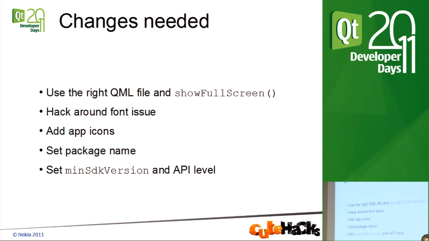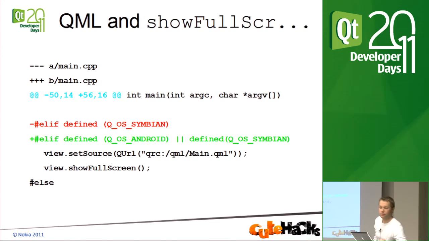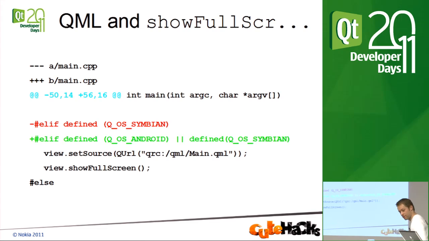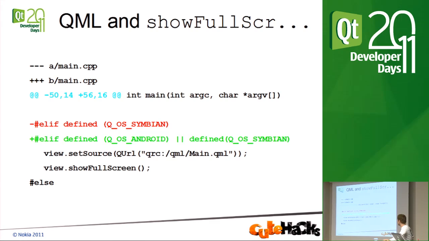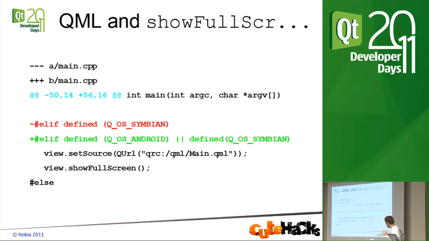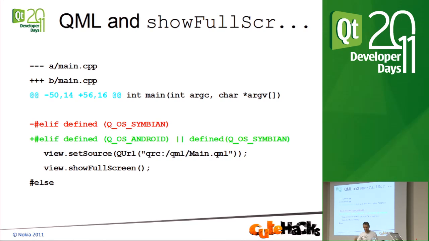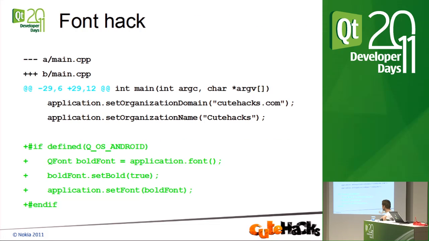What does that actually mean in diff? Here's the first one, very hard. I add Q_OS_ANDROID. So basically what's happening here is I just include the main QML into the resource system. Before it said, if Symbian, do this and show full screen, here I'm also adding Android. So that's not exactly a big change.